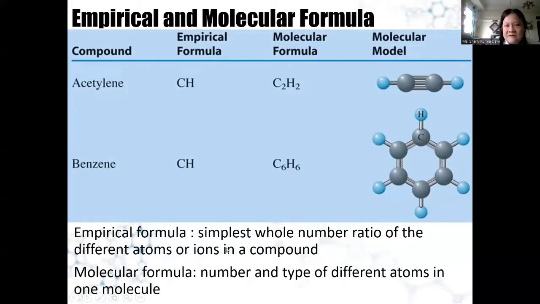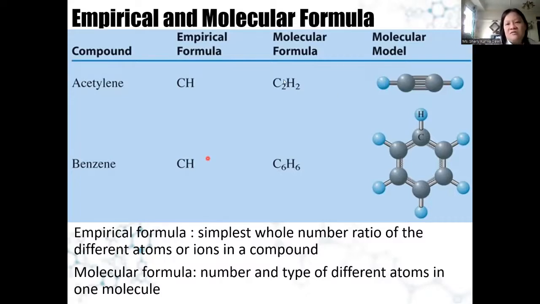The first one, what is empirical formula and molecular formula? From this one, you can see the empirical formula is the simplest whole number ratio. Remember, whole number, so there are no decimal points. For example, 1.5 and 2.5, we cannot accept it. It is the simplest whole number ratio of different atoms or ions in a compound. This works for both ionic and covalent compounds.